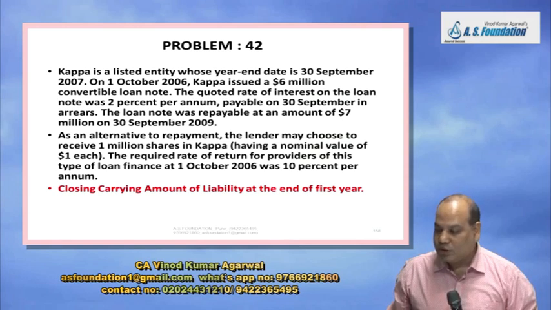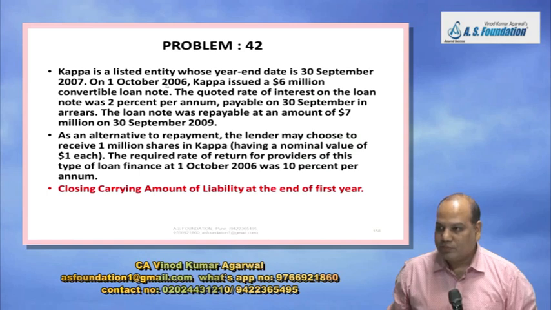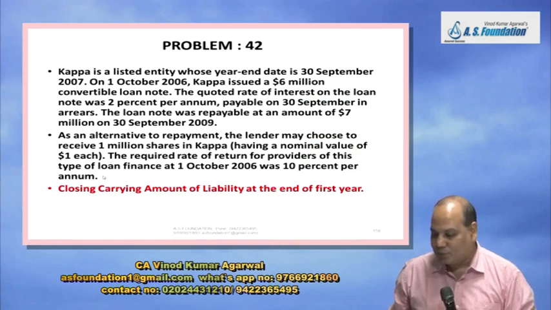The loan was repayable at an amount of $7 million. Now this is redemption value. Issue is 6 million, but redemption is 7 million, on 30th September 2009. How many years are involved? 3 years. As an alternative to repayment, the lender may choose to receive 1 million shares in Kappa having a nominal value of $1 each. The required rate of return for the provider of this type of loan is 10%.